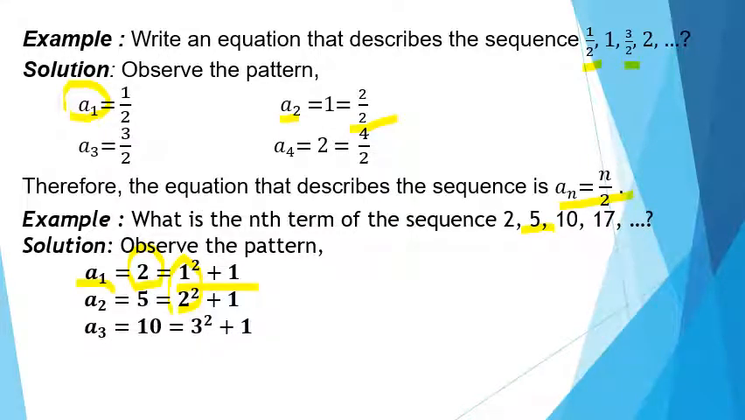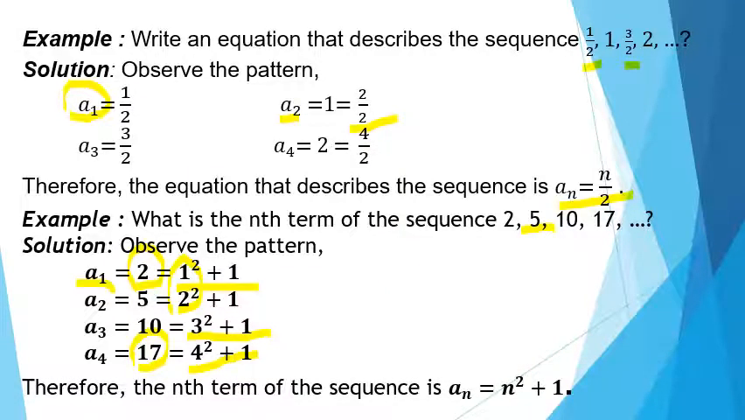A of 3, the given is, or the third term is 10. So, ang 10 mula sa 3 squared plus 1. Ang 3 squared, 3 times 3. 3 times 3 equals 9 plus 1, we have 10. Same ng a of 4, 17. Mula sa 4 squared plus 1. 4 times 4, 16, plus 1, we have 17. Therefore, the nth term of the sequence is a of n equals n squared plus 1.